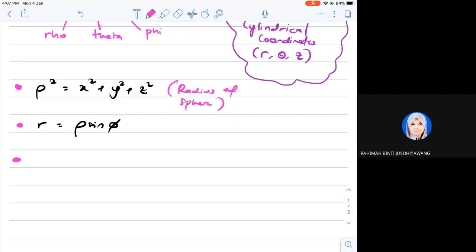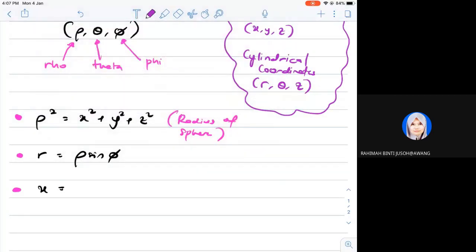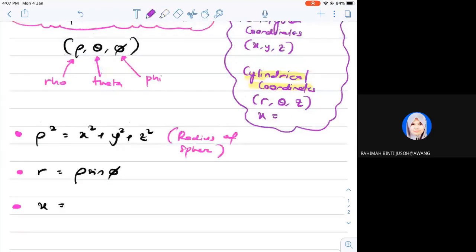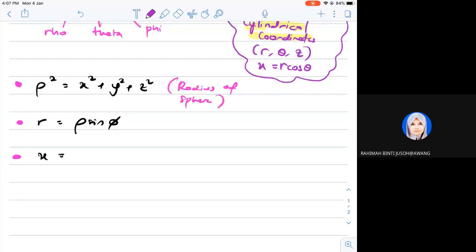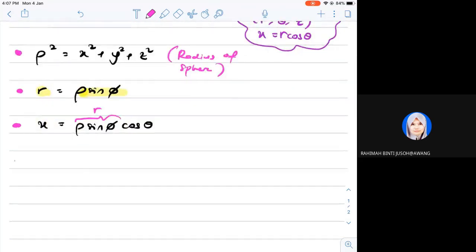And then next, x. Okay, let us recall back in cylindrical coordinates. X equals to what in cylindrical coordinates? R cos theta. Yes, good. Very good. R cos theta. Okay, now we have this. We have rho. Okay, R equals to rho sine phi. Therefore, x equals to r cos theta, r tu dia jadi rho sin phi cos theta. Okay, because this is r.